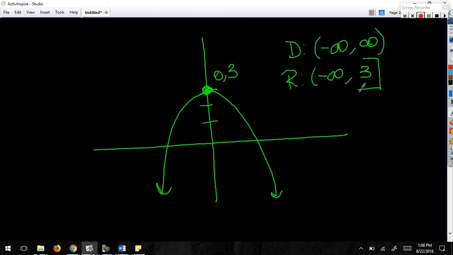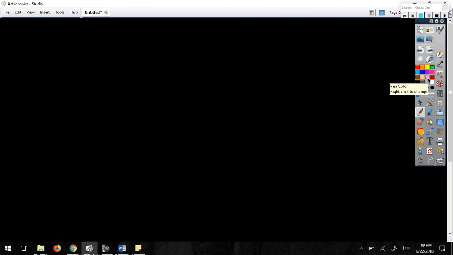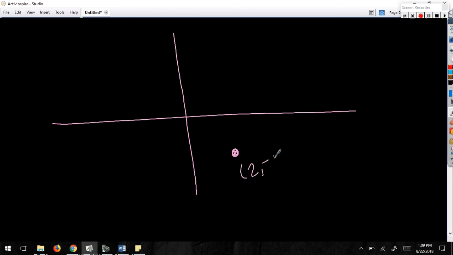Bless you. All right, let me give you another parabola. And I want you to think through this one. My vertex is going to be at 2, -3, and it's going to go up. Try this one on your own. Domain and then range.